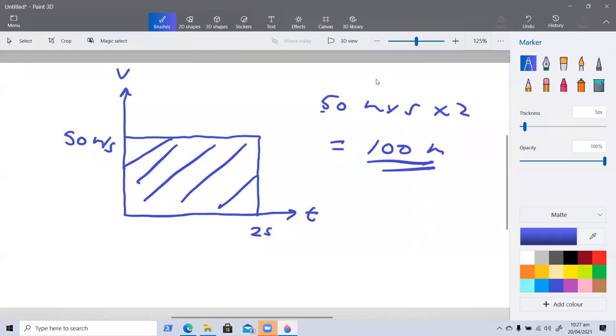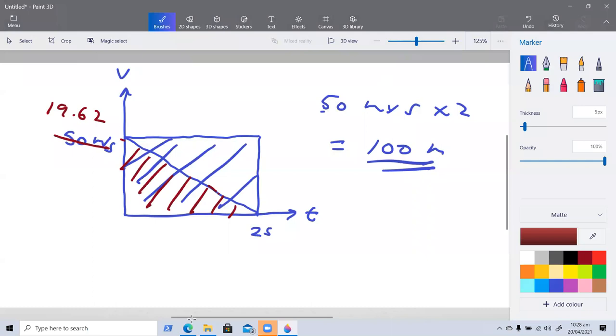Now, the reason for the other one being 50 again in 2 seconds is because we started at 50 and we decelerated down to 0. So we're actually finding the area under a triangle instead of a square or a rectangle. We're decelerating down to 0. So we start at, let's use the real numbers now, 19.62, was it?